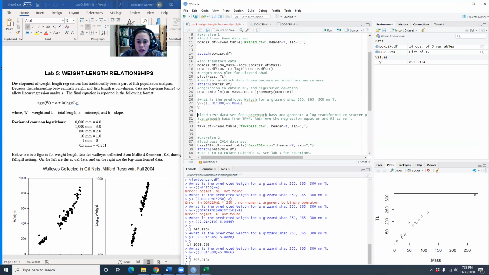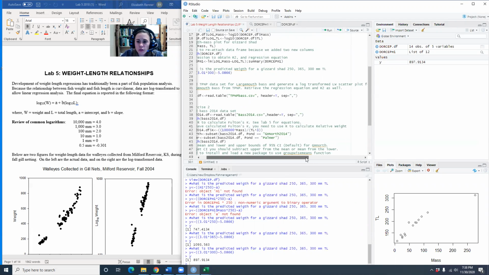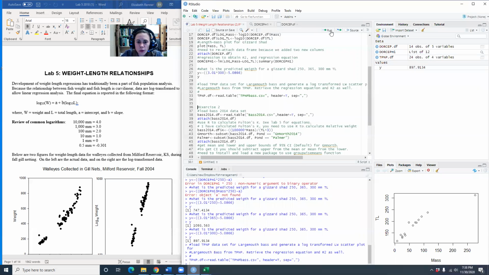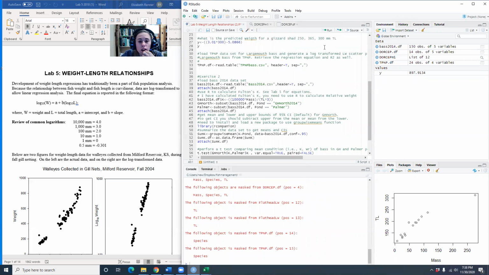All right, so now we're going to load in the TPNP data set for largemouth bass, and we're going to generate a log transformed length weight scatter plot for largemouth bass. Retrieve the regression equation and the R squared value as well. So we're going to read that in, load the bass data, attach them. Okay, so use R to calculate the Fulton's K.